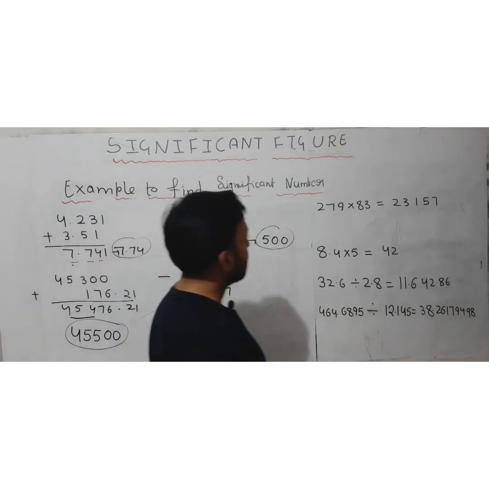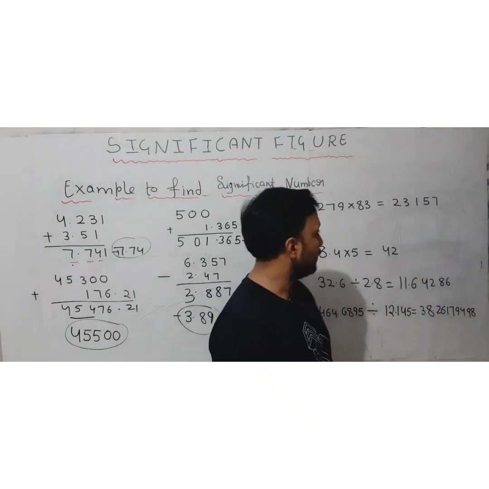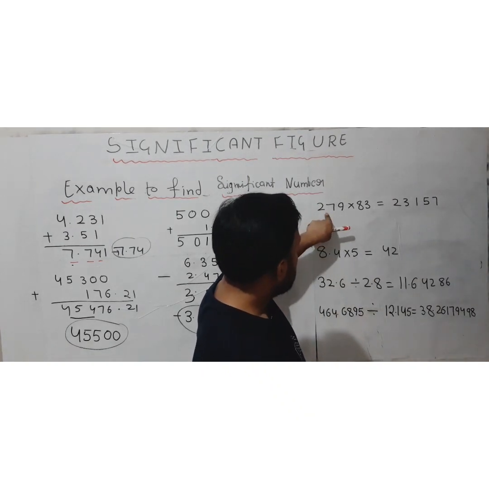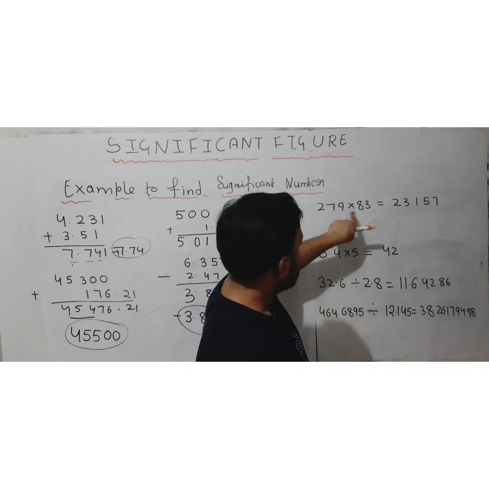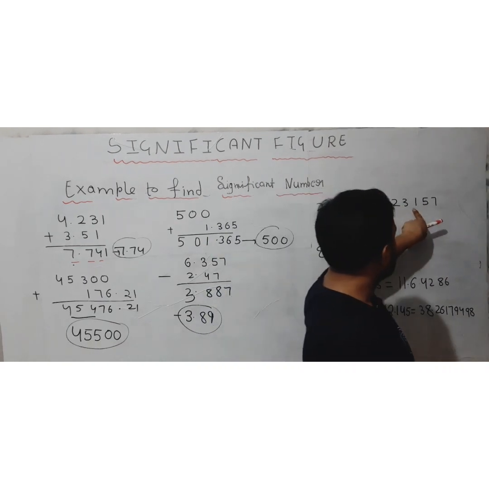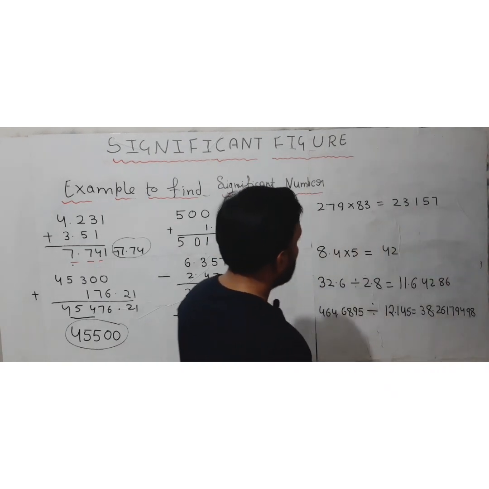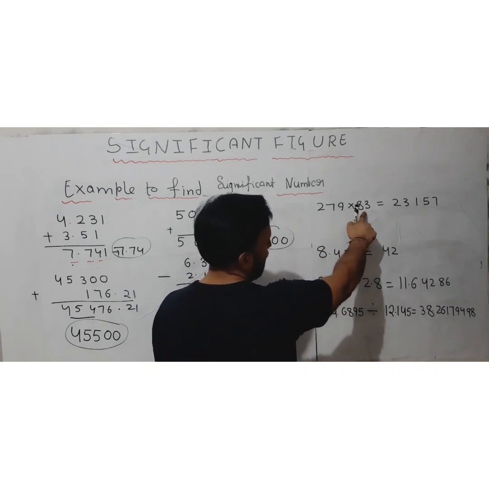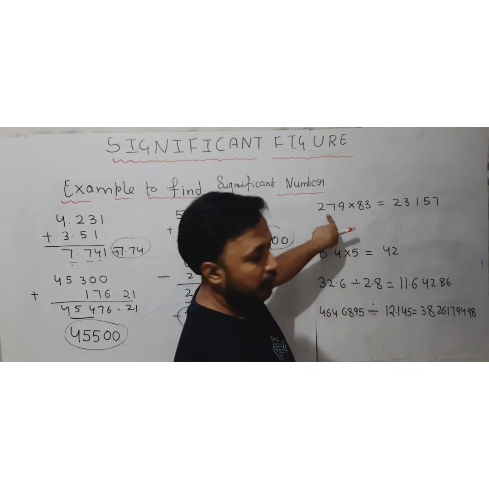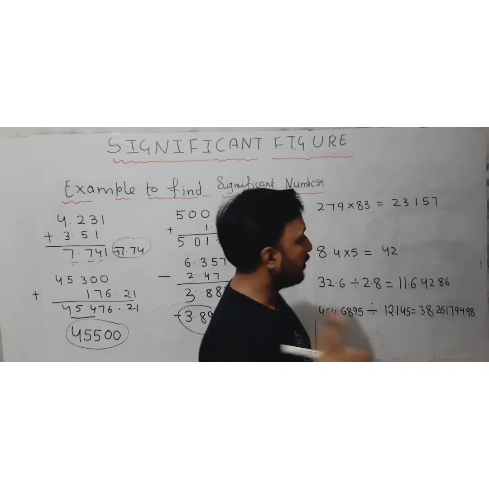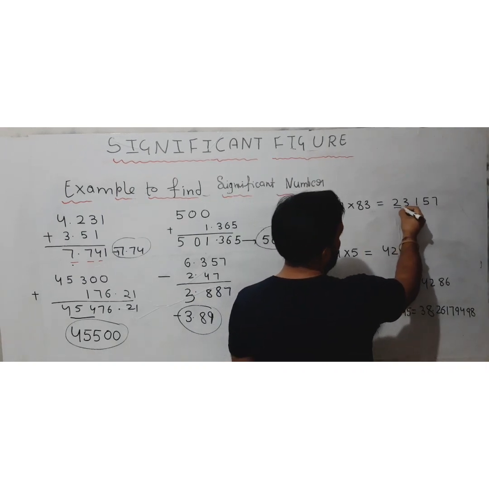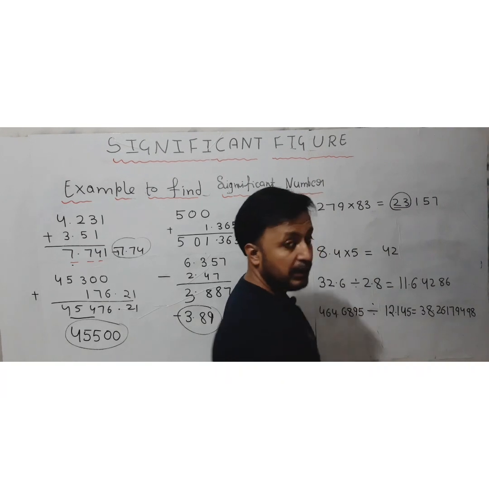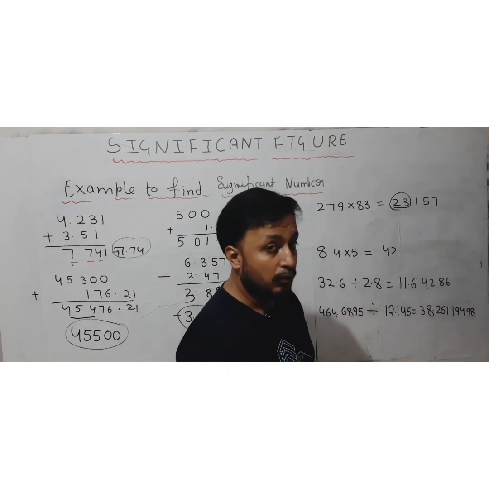Now we move to the other part, that is multiplication and division. If you see, when we multiply these two values, 279 multiplied by 83, the answer is coming 23157. There are two values which is the minimum significant number here, the other value is 3. So our answer should be in two significant values. So we can consider only these two digits and the rest up to 0. So we have to round off the value.